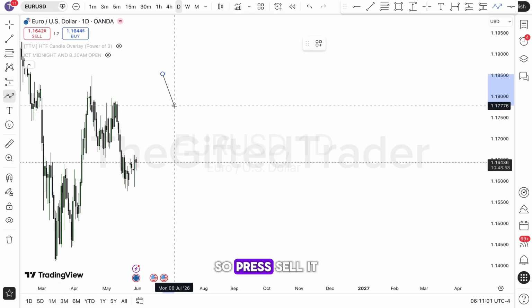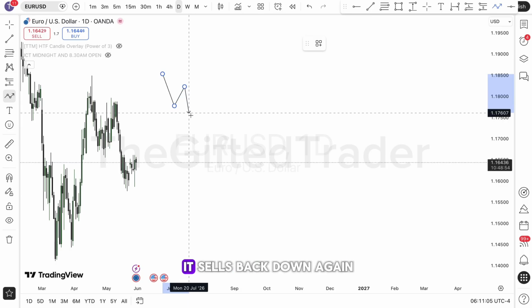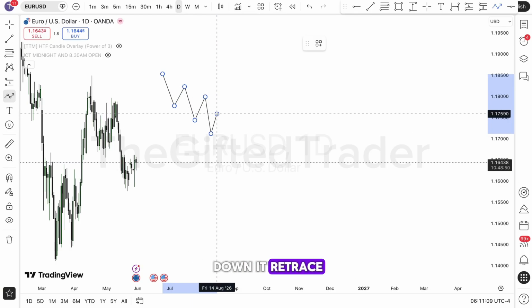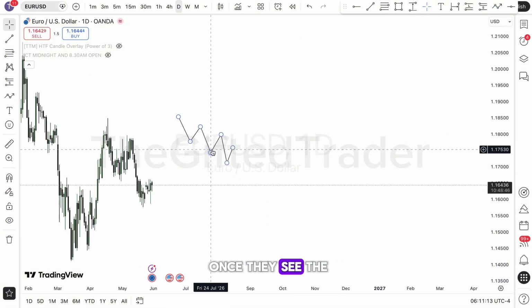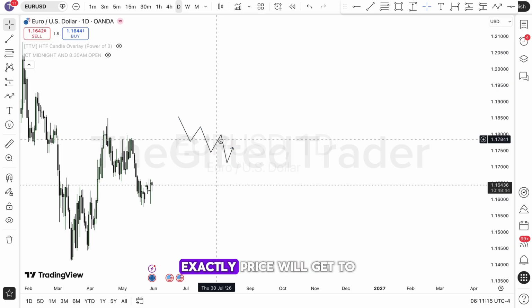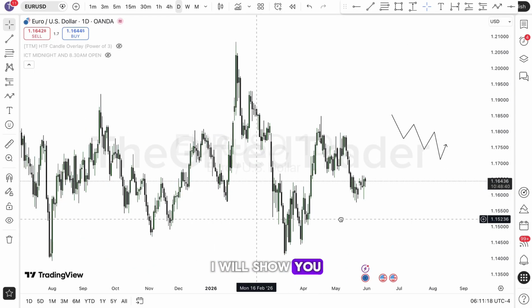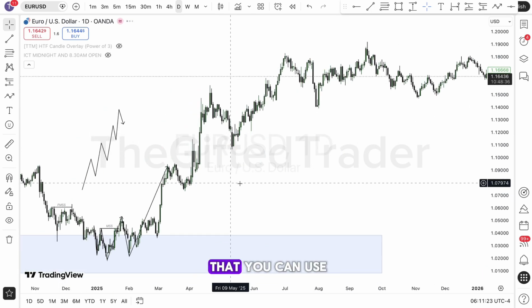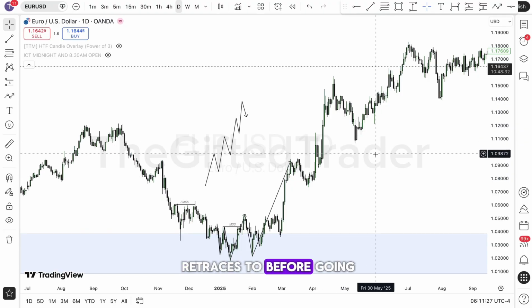So price, after selling, must surely retrace. This is the retracement. It sells back down again, a retrace, sells back down, a retrace. Now, most people, once they see the price retrace, don't know where exactly price will get to before it starts going back down. I'll show you a TradingView tool that you can use to know where price is going to retrace to before going back down.